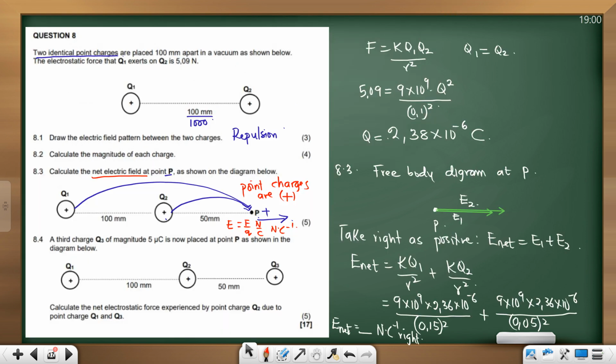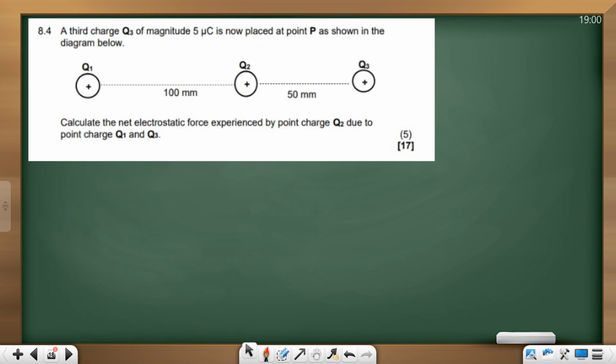Let me write, what's our Q1? 2.38 times 10 to the power negative 6. So 2.38 is positive times 10 to the power negative 6. Now, a third charge Q3 of 5 microcoulombs. What does that mean? Magnitude of 5. We also see that it's positive here. Negative 6 coulombs. If it's nano, it's 9.